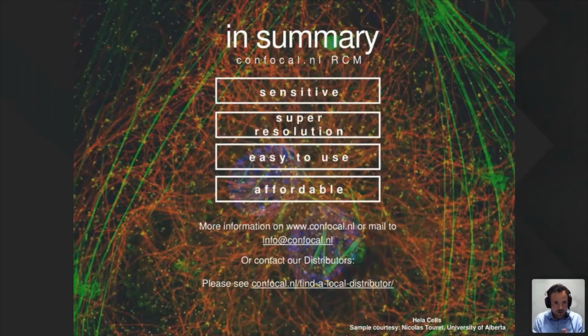Just to summarize, the RCM is very sensitive, up to 4 times as sensitive as PMT-based confocal solutions. It's optics-only super resolution, but very easy to use, much easier to use than, for example, SIM, which is in the same order of resolution. And it's also a very affordable solution. You can find on the webpage much more information about us, or contact our distributor, Axiom Optics in the US. If you're living outside the US, then you can find on this page listed below who is the distributor in your country. So that brings me to the end of my presentation.